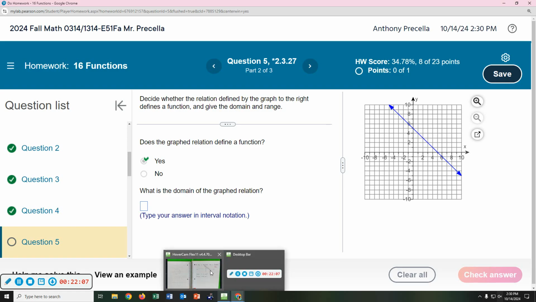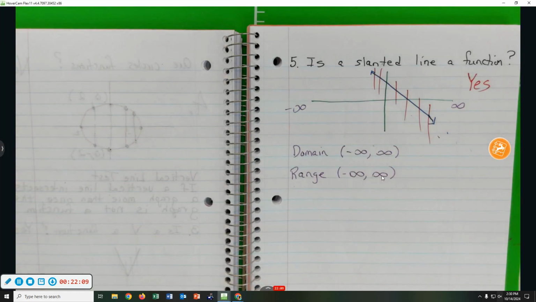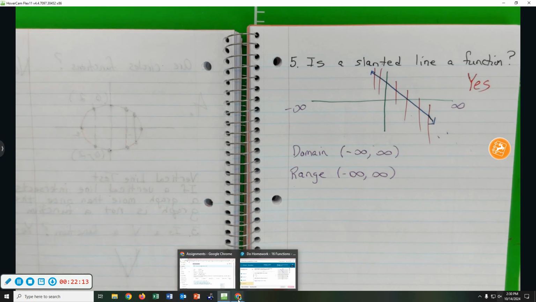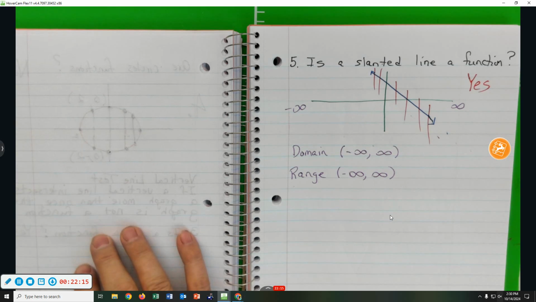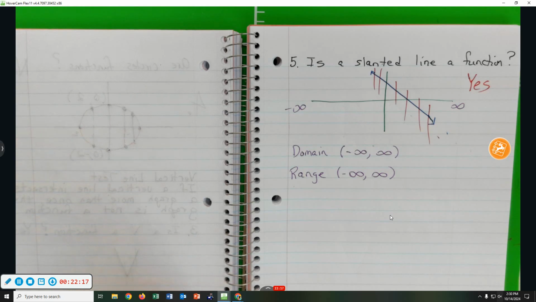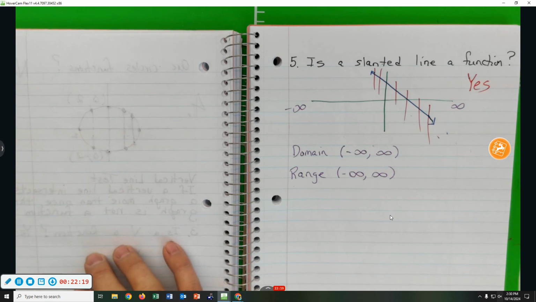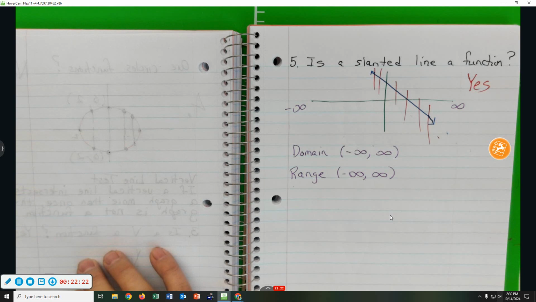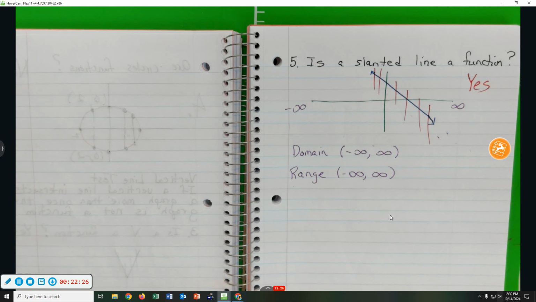So, using interval notation, you go negative infinity to positive infinity. If someone told you today, say something algebraic, you could say, the domain and range of a slanted line is negative infinity to infinity, or all real numbers. And all slanted lines are functions. And circles are not functions.